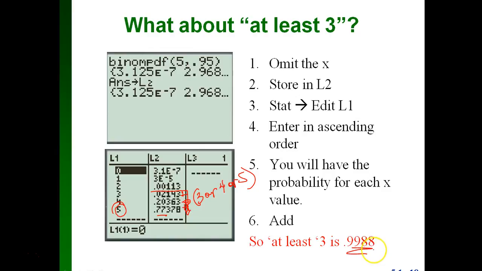So if you want to know an exactly, you put a number in over here. If it doesn't say exactly, so it says 3 or more, or at least 3, or less than 2, or 2 or less than that, that's when you leave that off.